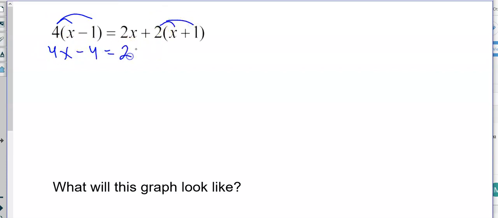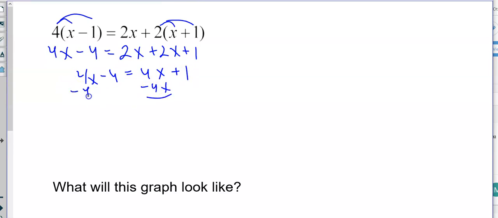So 4x minus 4 equals 2x plus 2x plus 1. So we get 4x minus 4 equals 4x plus 1. I guess I'm going to subtract 4x from both sides. And wow, so 4x minus 4x is 0, so I get negative 4 equals 1, which, by the way, is not true. So what's the solution? What's the answer here?